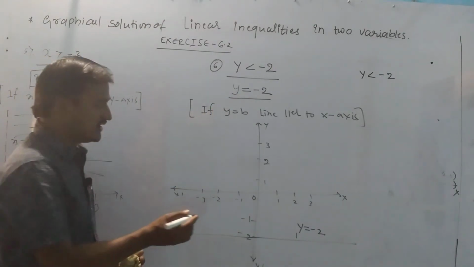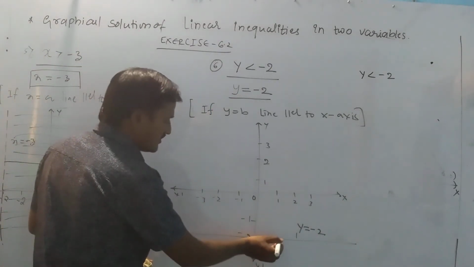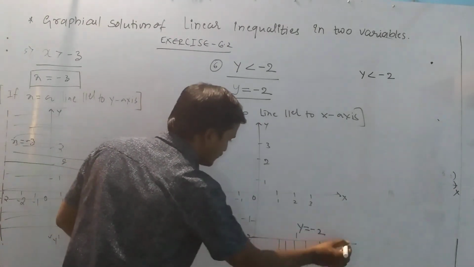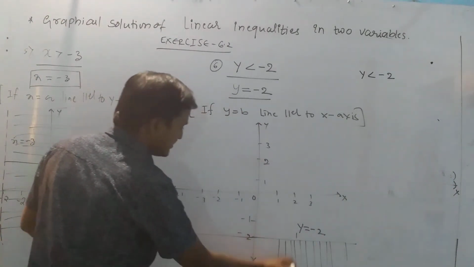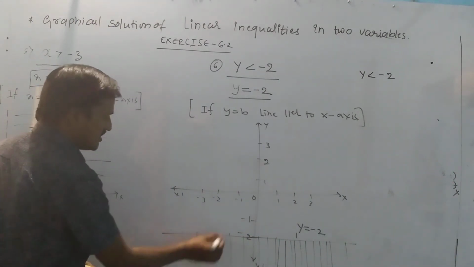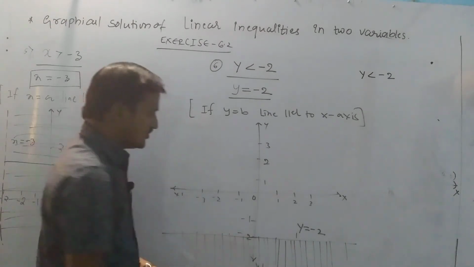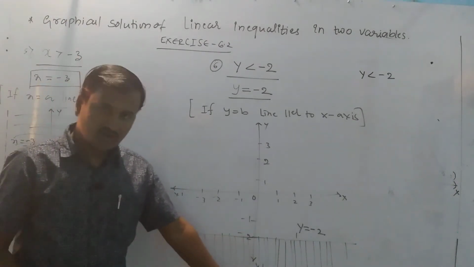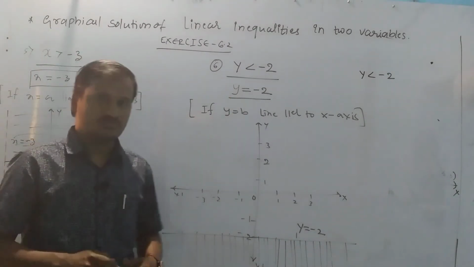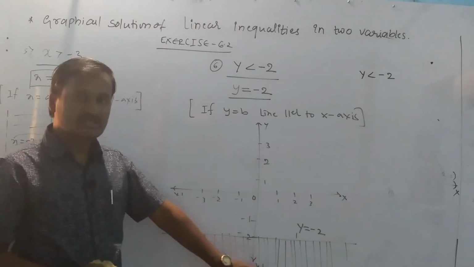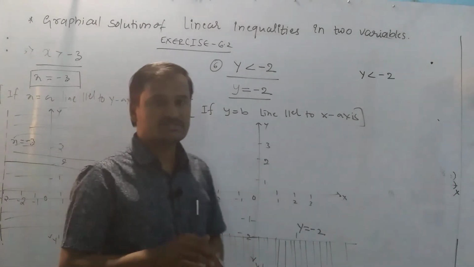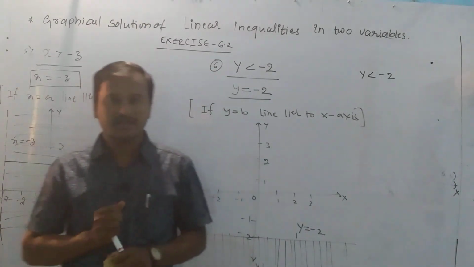So therefore clearly we have to shade below this line. So why do we have to shade this region below the line y equal to minus 2? Because here we are getting the points that are less than minus 2. So therefore the solution region exists below this line, right? So this exercise is completed.